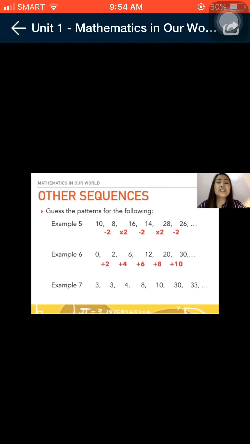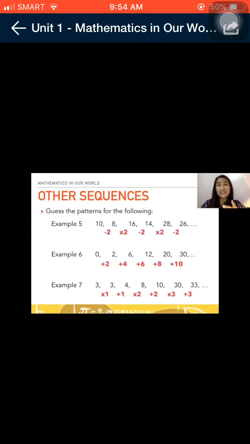Okay, how about this one? This one is quite challenging. I think you'll have to really squeeze your brain a bit to find the pattern here. Okay, don't give up yet. You have to try. Remember, the most important thing is to try. Okay, so let's see. The pattern here is times 1 plus 1, times 2 plus 2, times 3 plus 3.